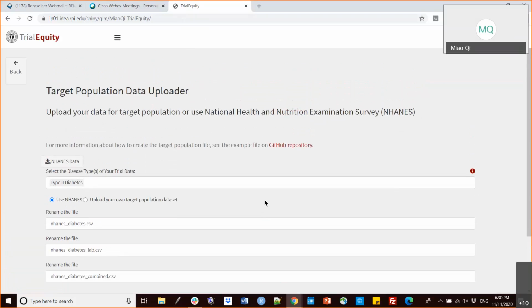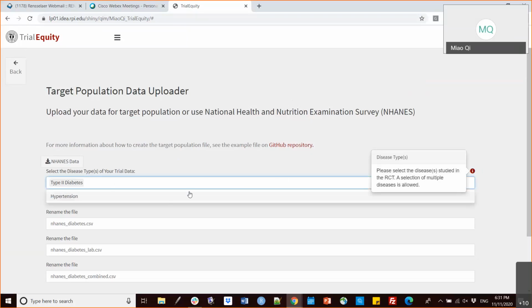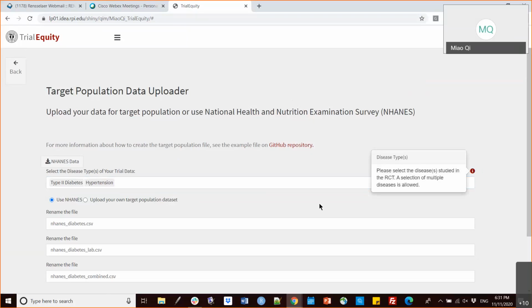Yeah, so to start analysis, on this page, you have two tasks to do. The first one is you need to decide the disease that you want to explore. So actually, if you don't know what you should input here, you can click this info icon here to get more information. Like what shows here, it tells you that a selection of multiple diseases is allowed. So this means that you can explore the clinical trials that focus on the population of more than one disease, like type 2 diabetes and hypertension together.